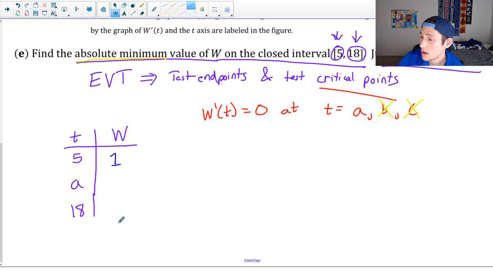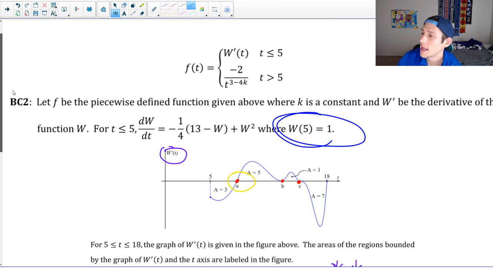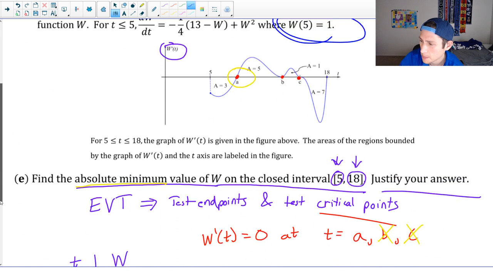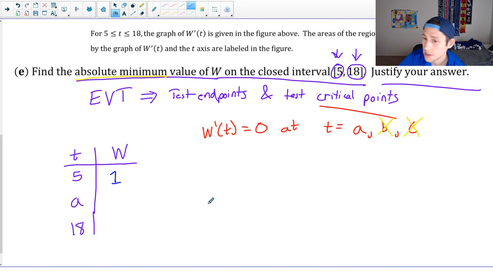Okay. For A and for 18, we're going to need to create an expression that represents W. Right? Because we do not have an equation for W. We know this initial value. We know W prime. We have equations for W prime. We have a graph for W prime. But we need to create an expression for W. So we've done that a couple times.